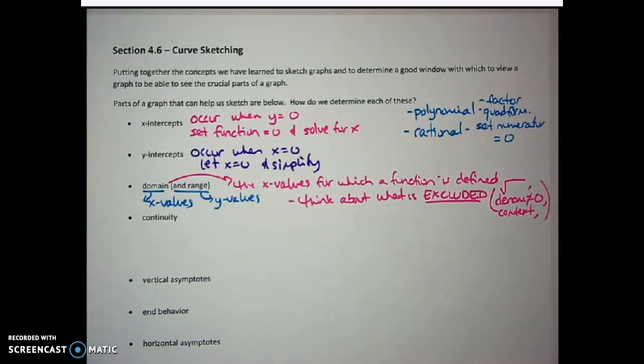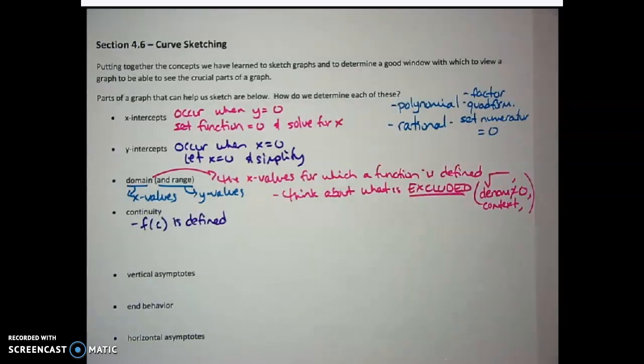Continuity. We have to think about continuity. Can you think back to chapter 2? We talked about continuity. There were 3 things that had to exist in order for a function to be continuous. Can you remember what those are? First of all, f of c is defined. In other words, any value in the domain is defined. It has a y value. It has a range value.